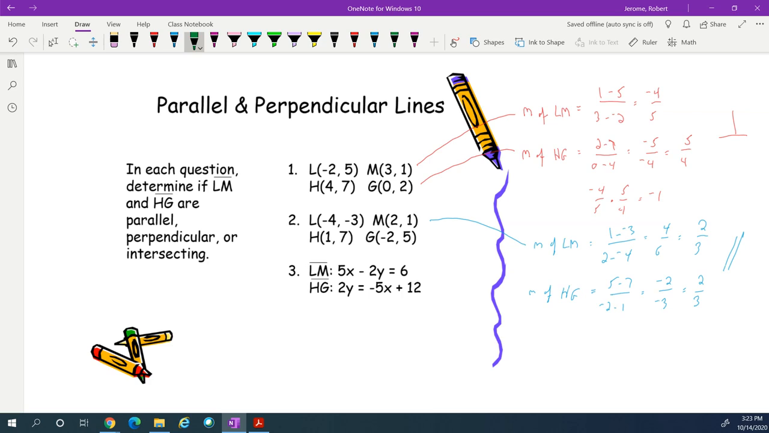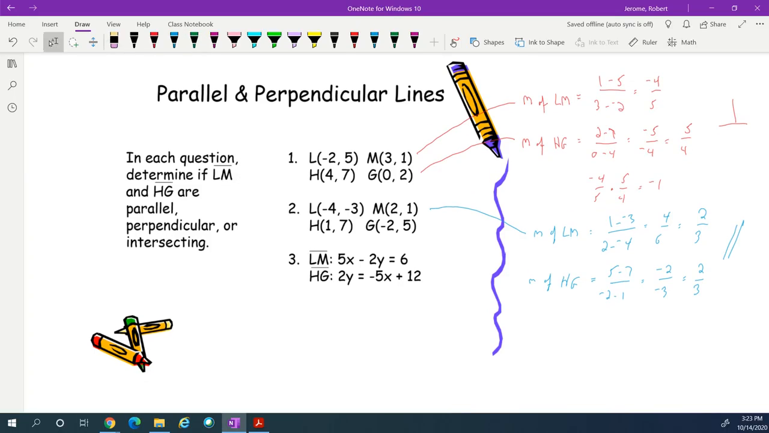In number 3, we need to find the slopes. Rewrite them in slope-intercept form, just the way we practiced before. 5x minus 2y equals 6. Subtract 5x. Divide by -2. Y equals 5/2 x minus 3. The slope is 5/2.